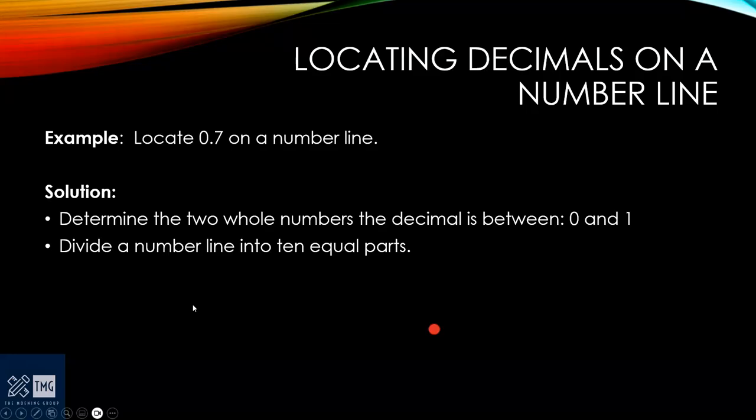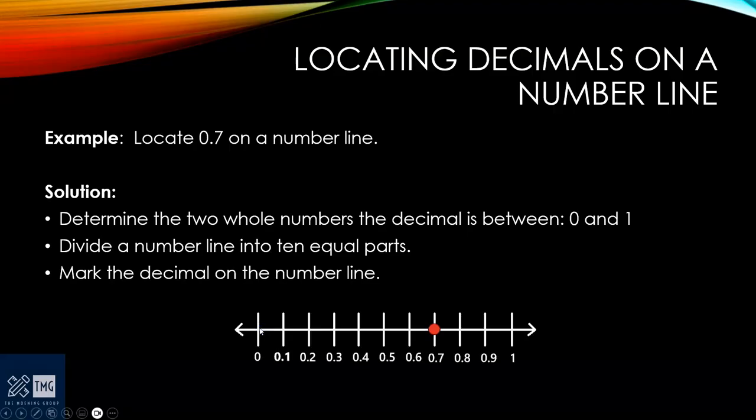So we're going to take our number line, just like we saw before, between 0 and 1 and divide it into 10 equal parts. Then we'll put our decimal on. So from 0 to 1, we have our tenths marked. And 0.7, nice and easy, locates right there on the point, on the 0.7. So you can see how it is closer to 1 than it is to 0.